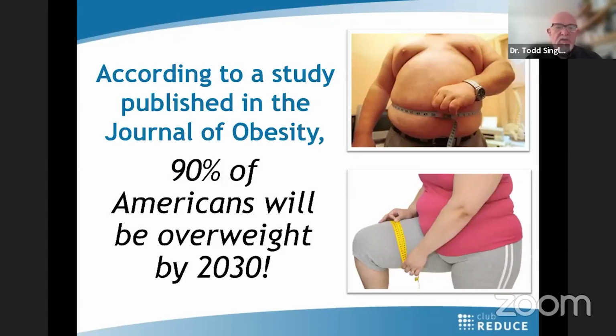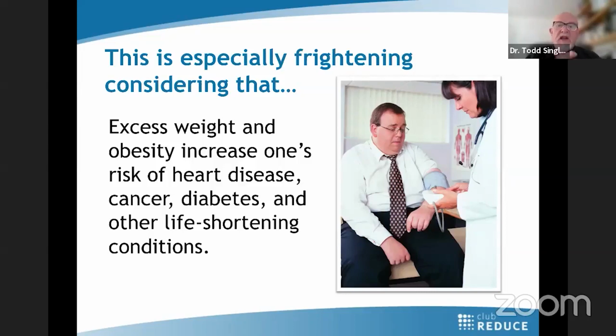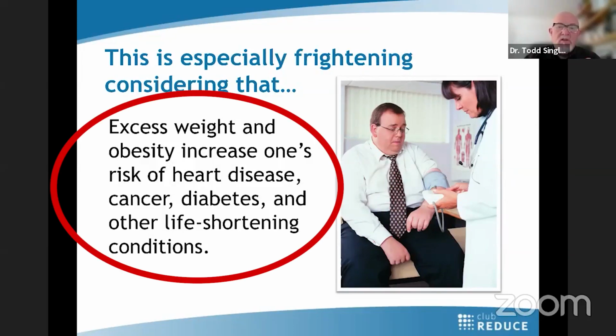According to the study published in Journal of Obesity, 90% of Americans are going to be overweight by 2030. But it's like, it's okay. People are accepting this, but people are dying at incredible rates and having diseases. And they're having to stay on many medications these days. Because, years ago, patients usually died early, but Big Pharma has been able to figure out how to keep people alive longer, to keep them on medications longer. This is especially frightening because excessive weight increases one's risk of heart disease, cancer, diabetes, other life-shortening conditions. And it's just getting worse.